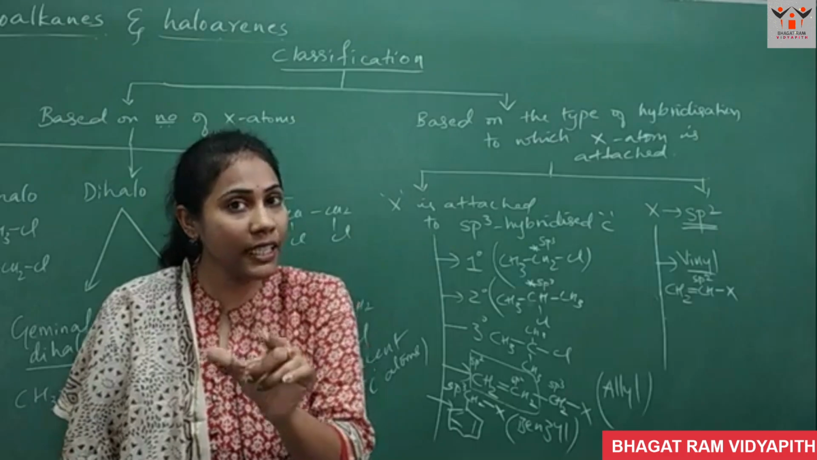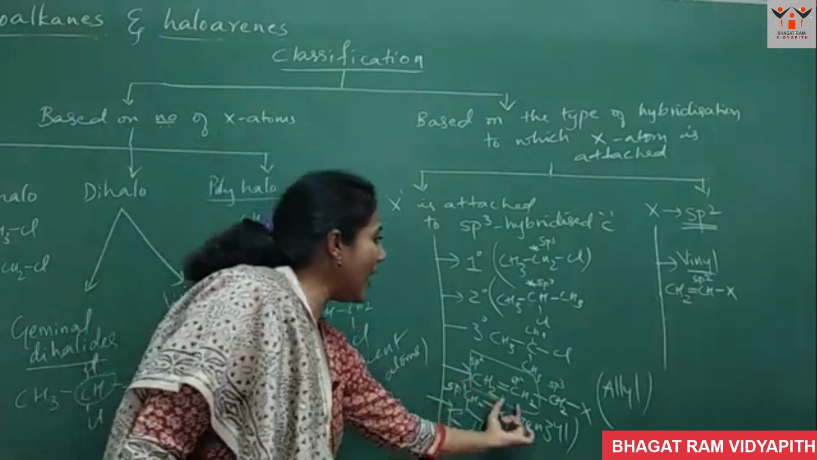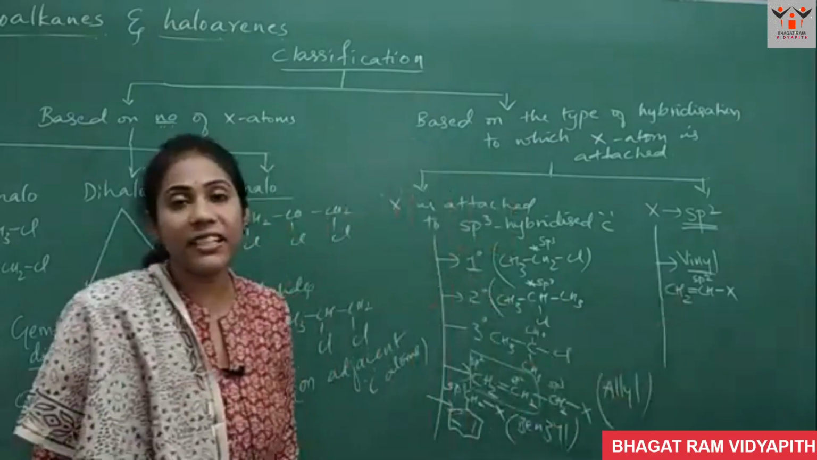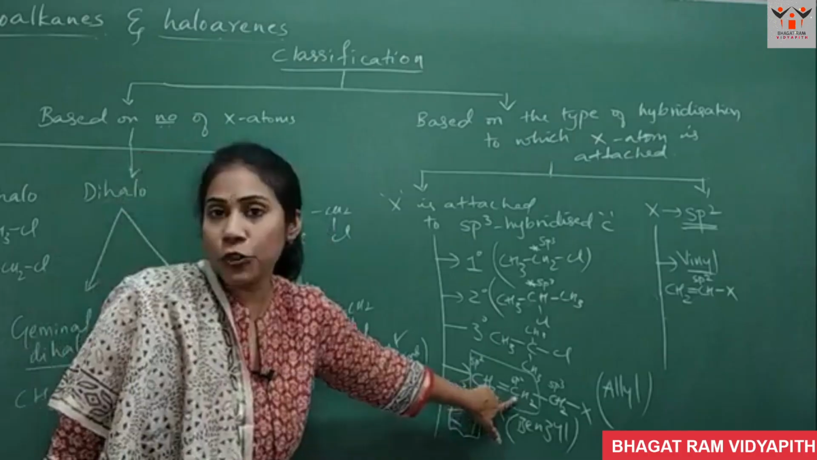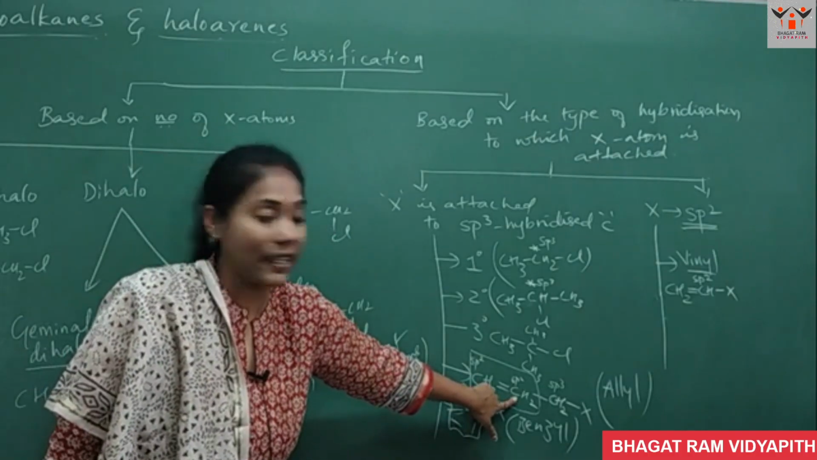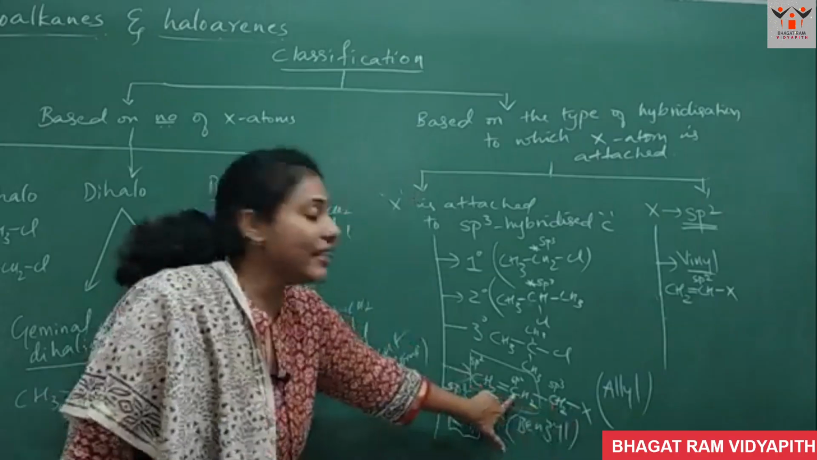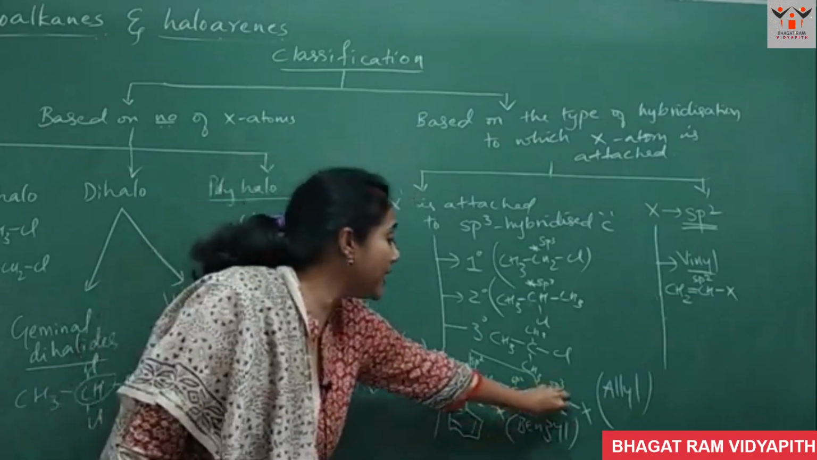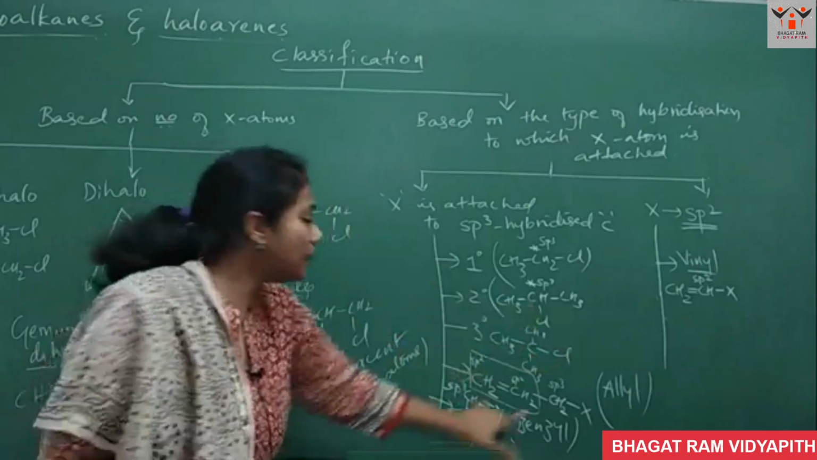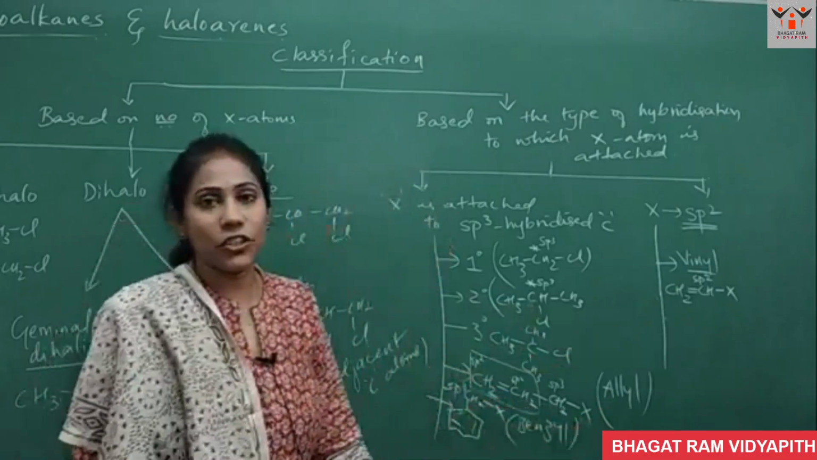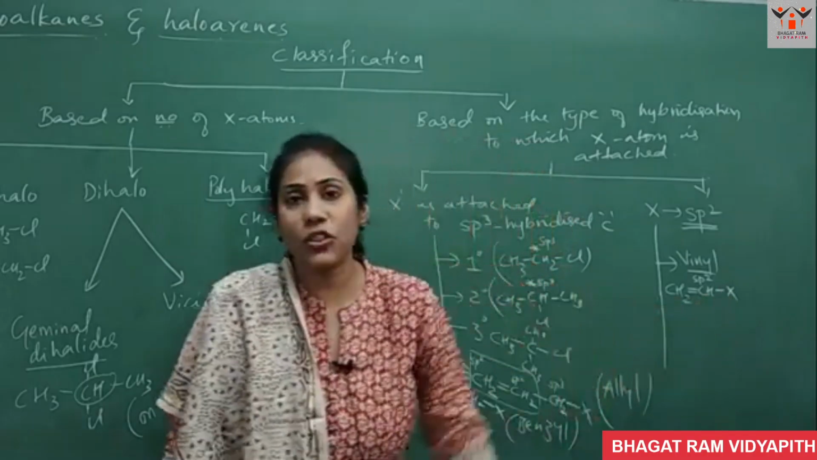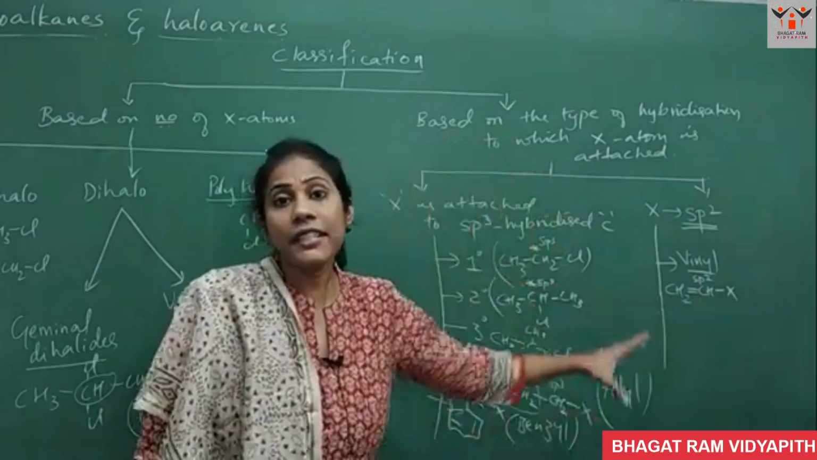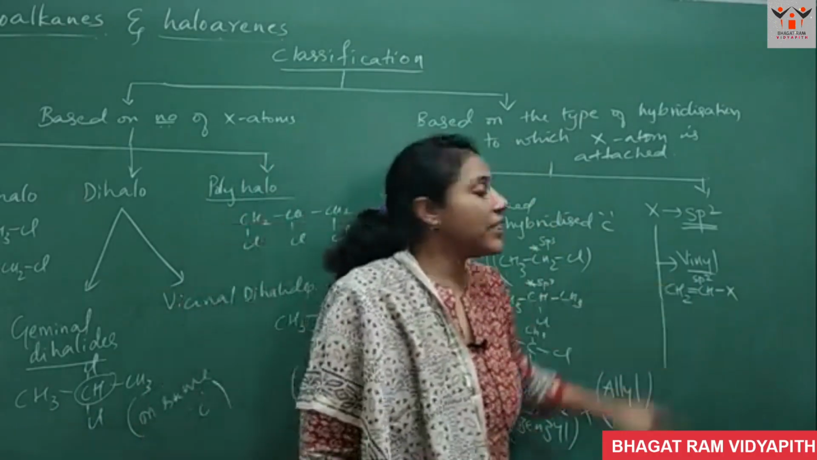You should clearly know the difference between allyl and vinyl, guys. This is very, very important. In allyl also you have CH2 double bond CH2 group, that is unsaturated carbons are there, but X is not directly attached to those carbon. In between there is a saturated carbon, to that X is attached. But here directly X is attached to unsaturated carbon. So that is the difference between allyl and vinyl.